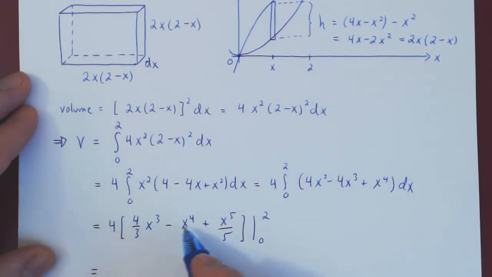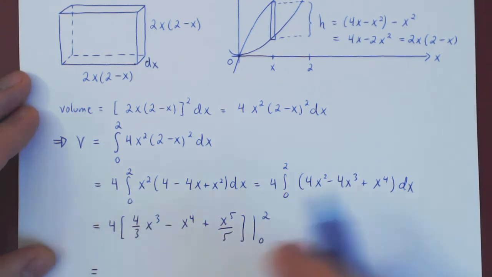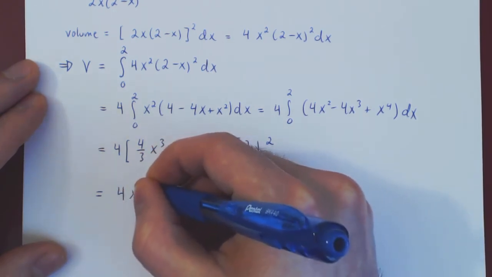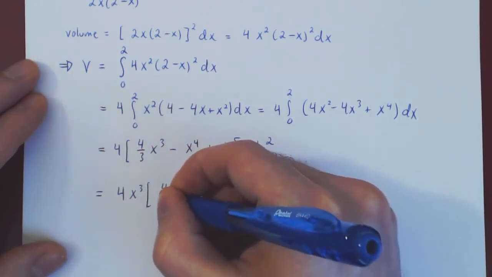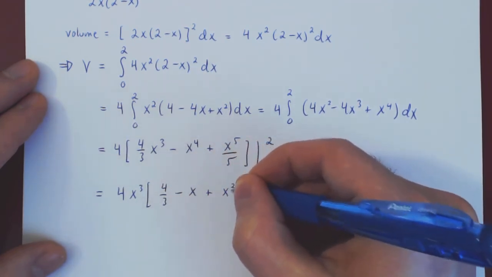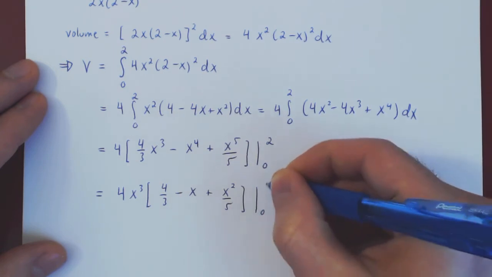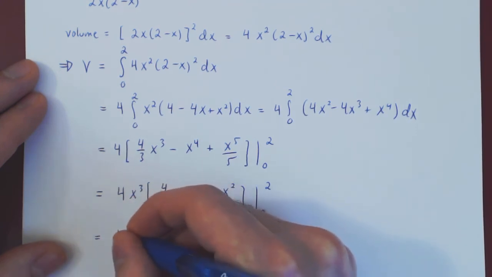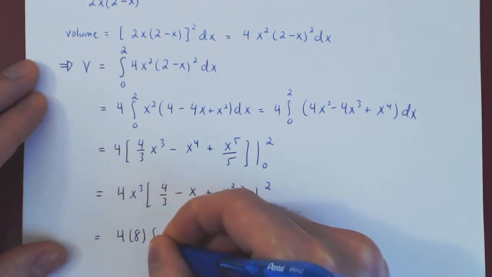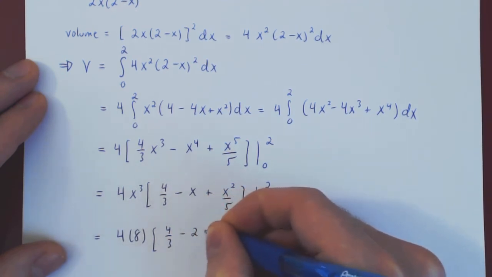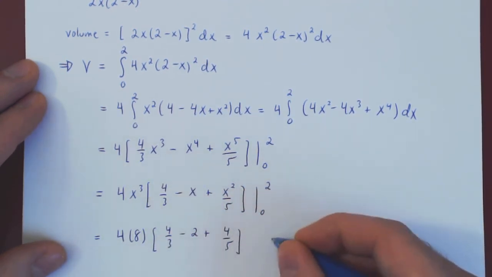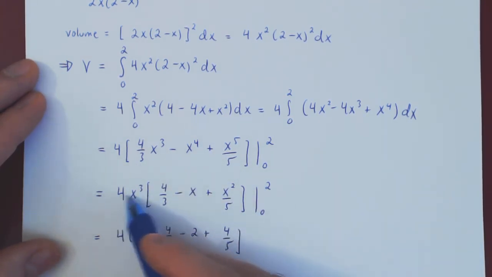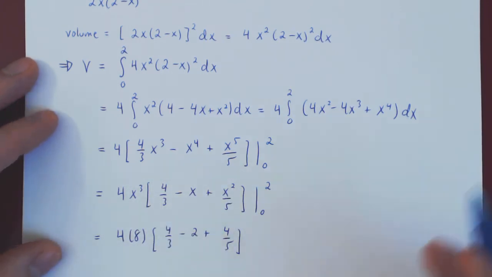If you notice though, there's a common multiple of x cubed, so let's factor this out. So we have 4x cubed times (4/3 minus x plus x squared over 5) from 0 to 2. So we evaluate the antiderivative at 2. So 4 times 2 cubed is 4 times 8, times (4 over 3 minus 2 plus 4 over 5), minus the antiderivative at 0. But if you notice, if you replace x by 0, you get nothing. So here's the end result.